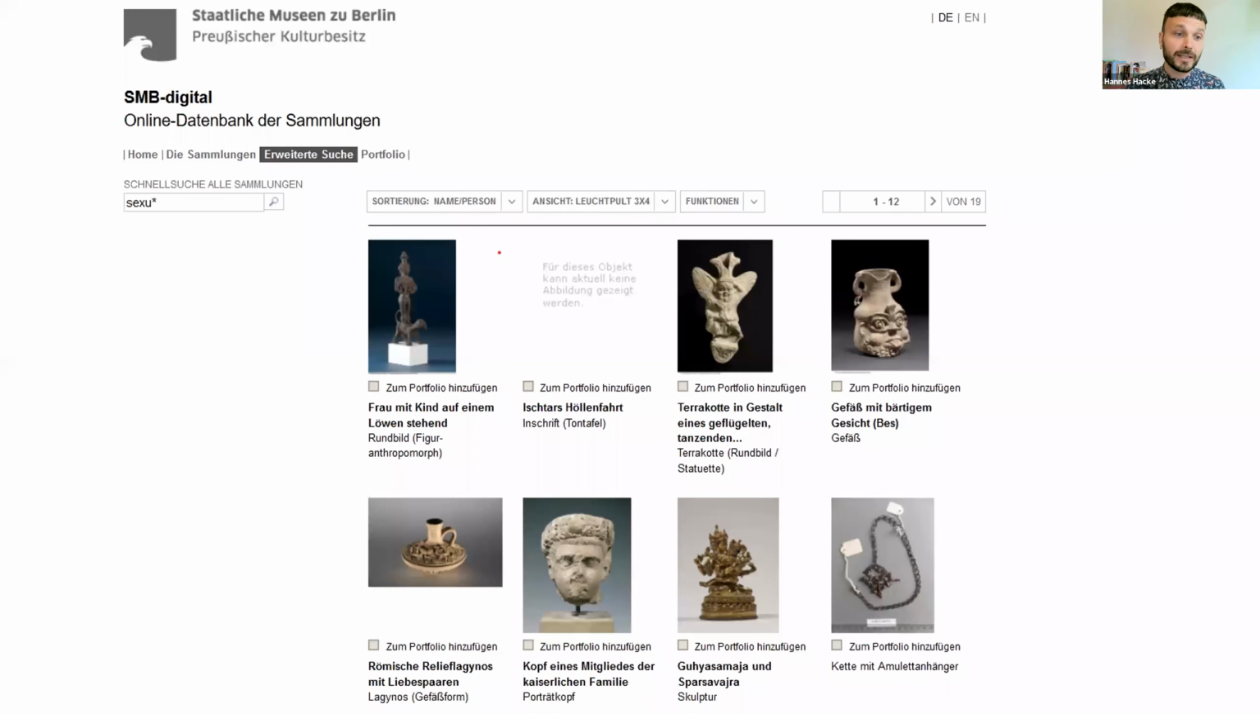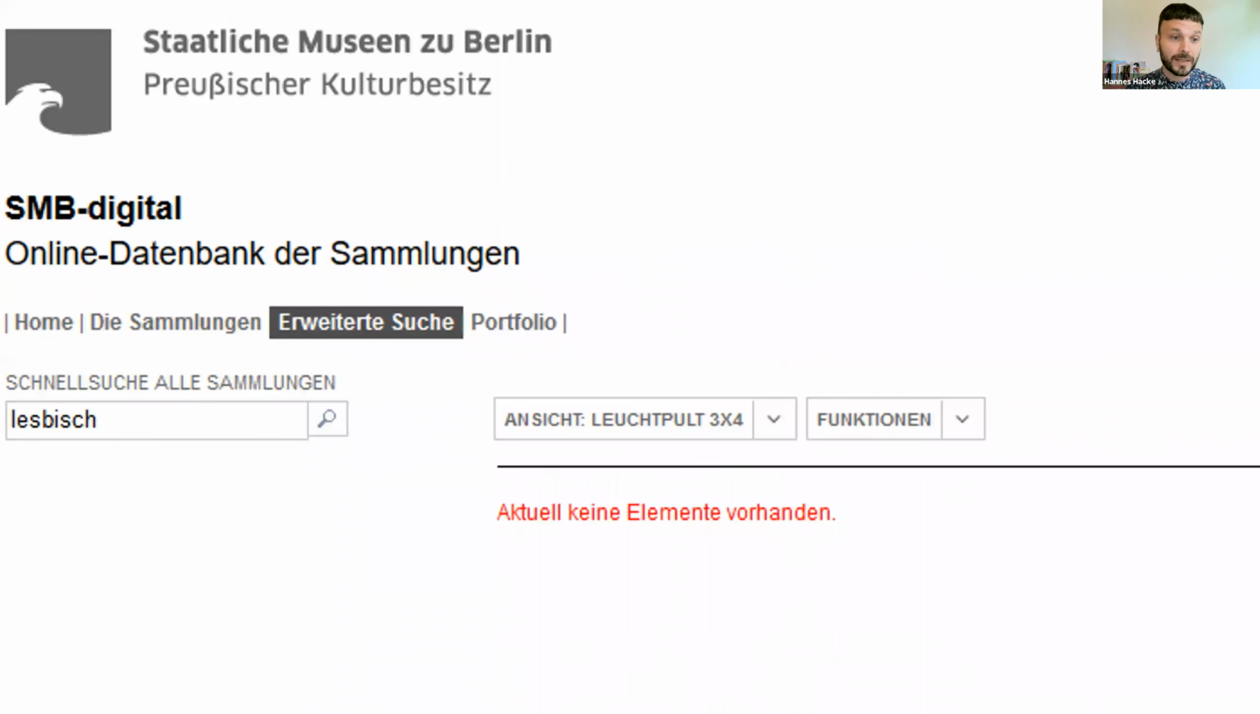Anyone looking for objects related to sexuality in online collection databases in museums is often confronted with poor results. For example, here I searched for the term sexuality, or an abbreviation of it, in SMB Digital, the online collection database of the state museums in Berlin, with 250,000 listed objects, which only yielded 19 relevant results. Objects related to sexuality, works of art with depictions of sexual practices or references to different gender identities and sexual identities are often inadequately described and tagged. And the search for marginalized sexualities is particularly difficult, as can be seen in this example, where I searched for the term lesbian, which gave no results at all.